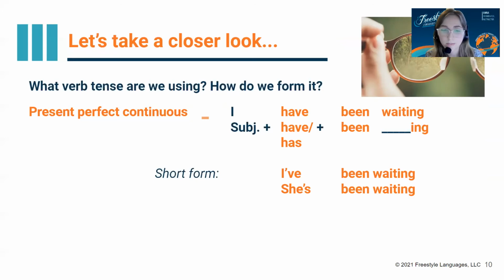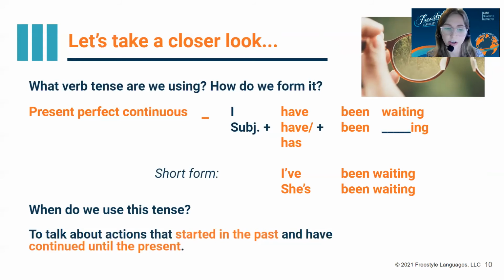And then we notice, oh, look, we also have a short form, right? So I could say I have been waiting, the long form, but we can also contract it and make a short form. I've been waiting. She's been waiting. Good. And when do we use this tense?